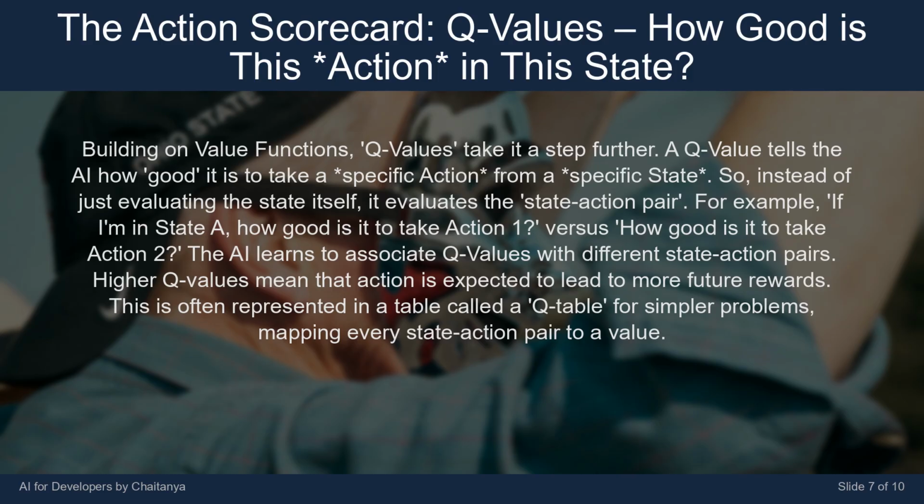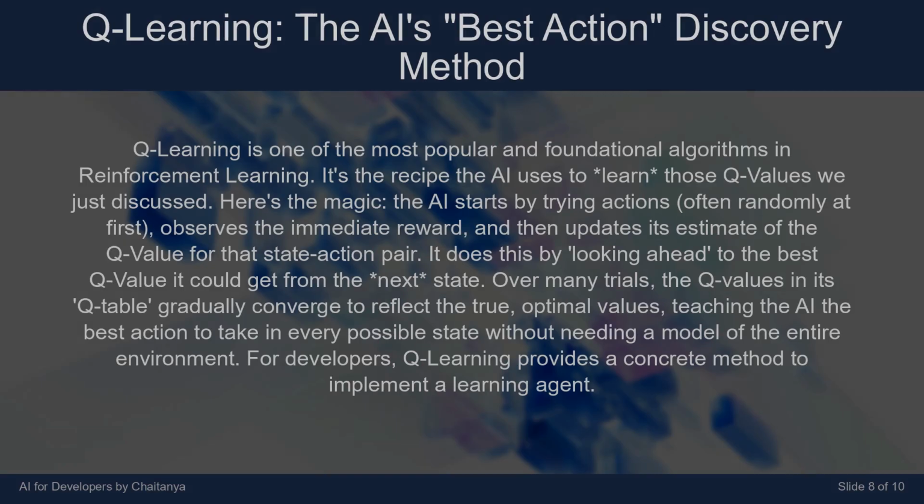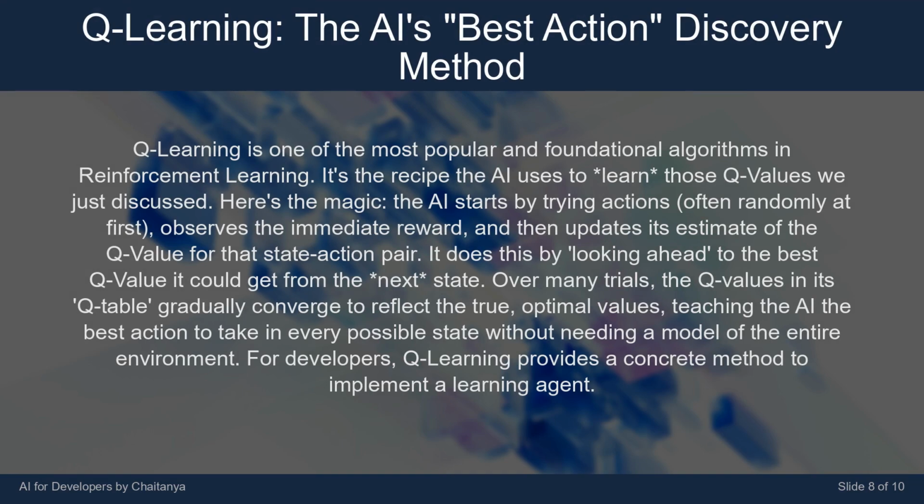For example, if I'm in state A, how good is it to take action 1 versus how good is it to take action 2? The AI learns to associate Q values with different state action pairs. Higher Q values mean that action is expected to lead to more future rewards. This is often represented in a table called a Q table for simpler problems, mapping every state action pair to a value. Q learning is one of the most popular and foundational algorithms in reinforcement learning.